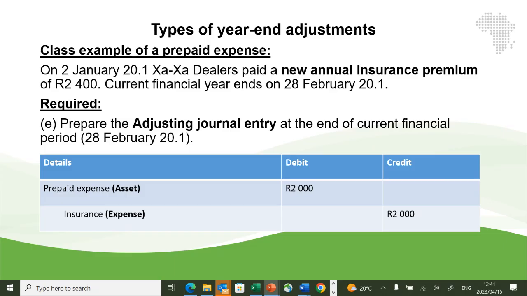That's why I wanted to show you first, on the day the transaction took place, how you are going to record it. And then when we ask you to do an adjusting journal entry at the end, what are we trying to do now? Because if you take the transaction that we recorded on the day the transaction took place, that's 2,400, and then you subtract this 2,000 on the insurance, you will realize that the insurance expense will be correctly stated now at 400.